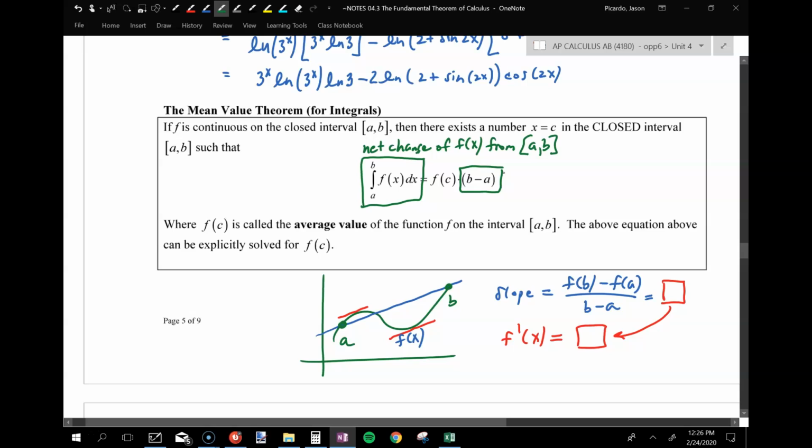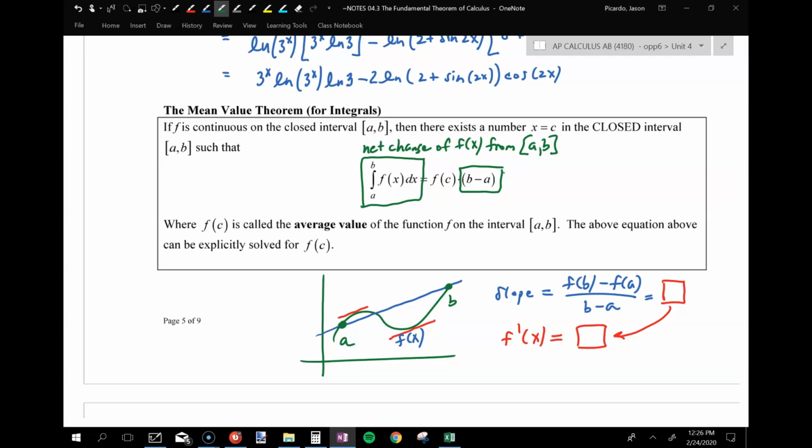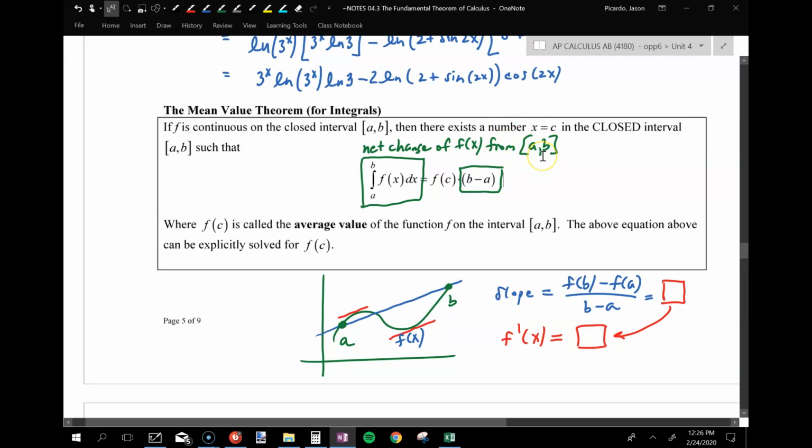Well, hang on a minute. What does that represent? Net change of the x values, because b minus a is the interval a to b being subtracted, right? So isn't that the net change of x values from a to b?